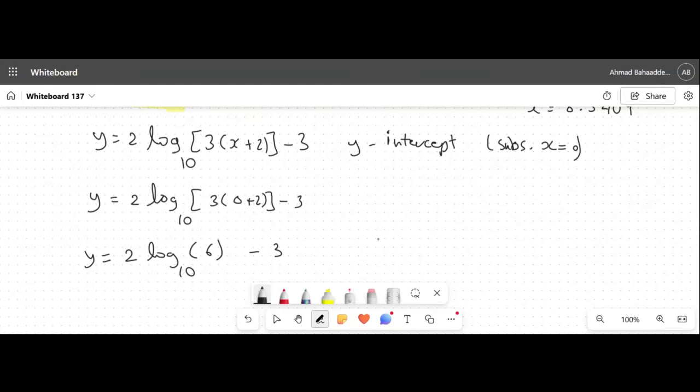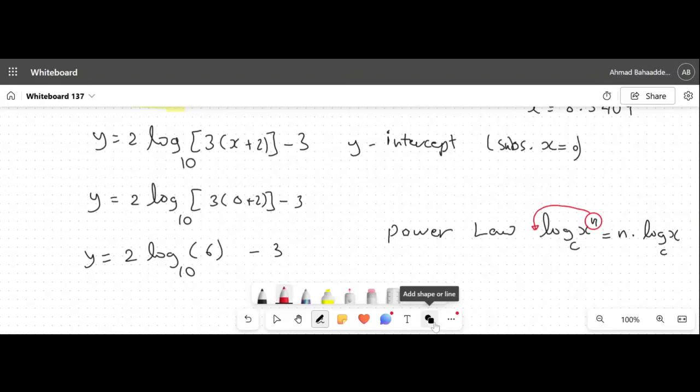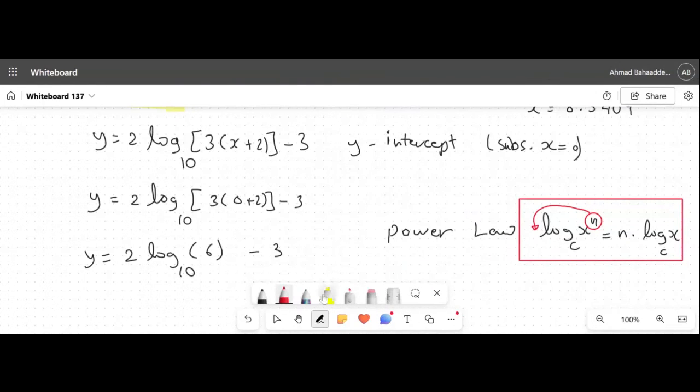As you know, from one of the laws of logarithms, and I'm going to show you that law, it is the power law. From the power law, if I have a logarithm of x to the power of n for the base c, I can rewrite it as n multiplied by logarithm of x for the base c. So this power n is going to be multiplied in front of the log. It's going to be a coefficient of the log. This is one of the laws of logarithms.